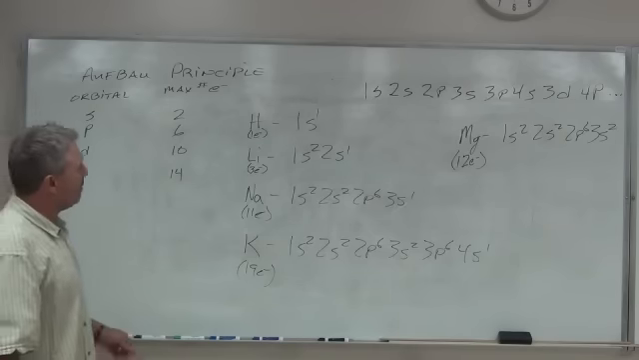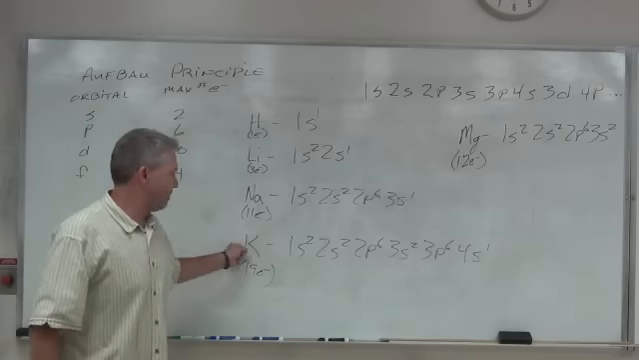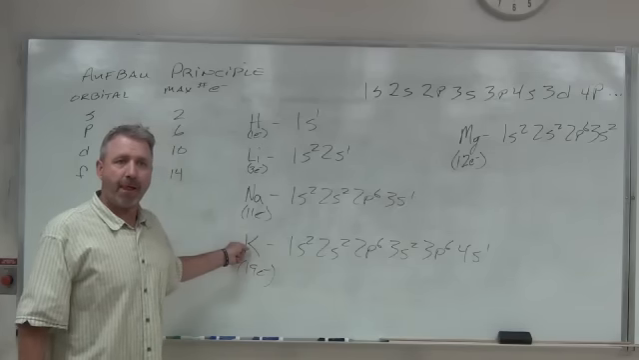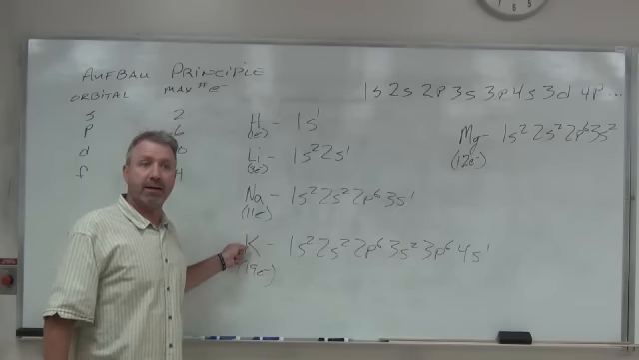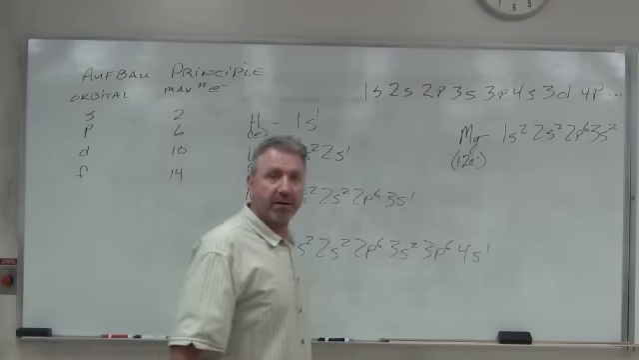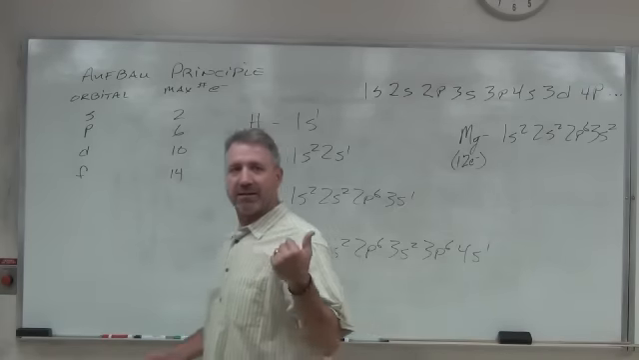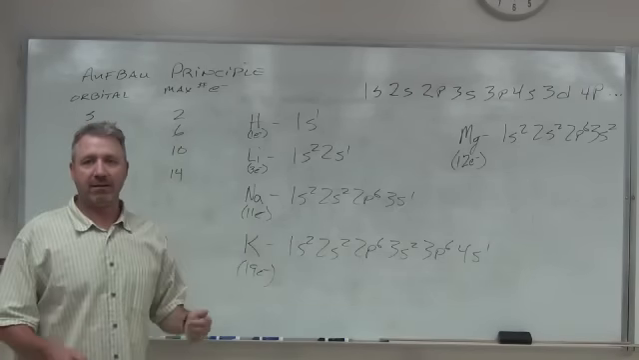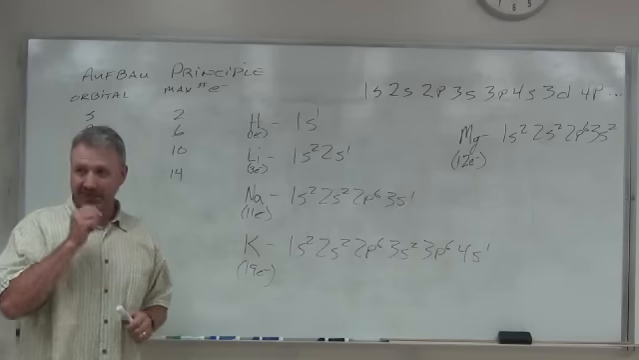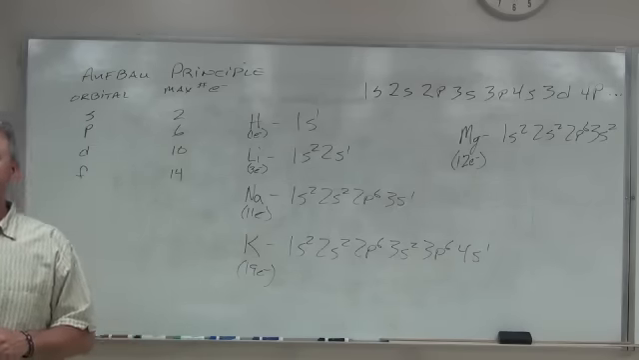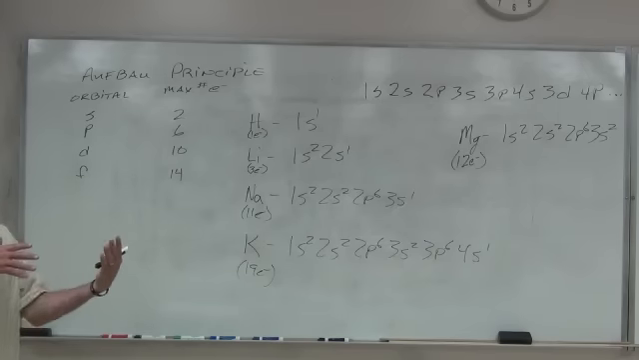Notice, what period number is potassium in? 4, right? It's in period 4. Remember, we number our periods from top to bottom, 1, 2, 3, 4. It's in period 4. And what's its valence configuration? 4S1. Starting to see how organized this periodic table is. All right?